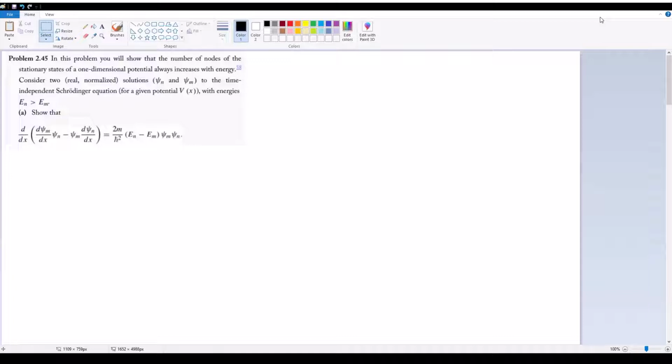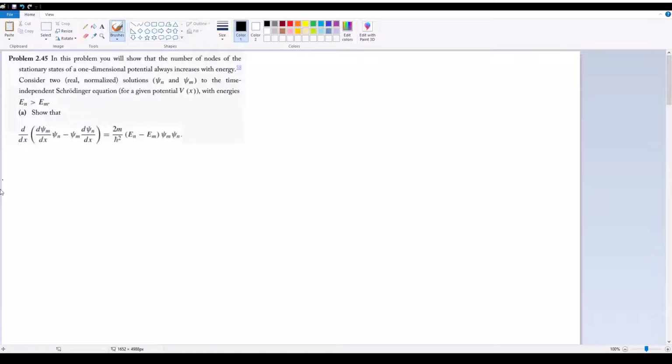So we start by considering two real normalized solutions, psi n and psi m, with respective energies En and Em for the given potential V. Real and normalized implies that we can't include the complex exponentials with their weird behaviors, such as e to the ikx, because those are not normalizable. So we want to show this. To do that, hopefully this looks very familiar to 2.44.